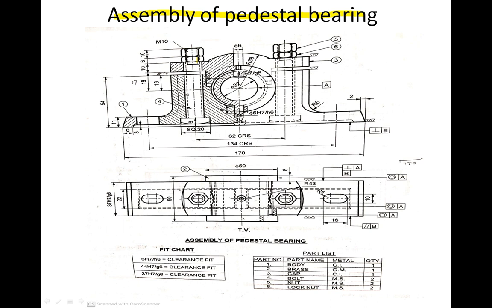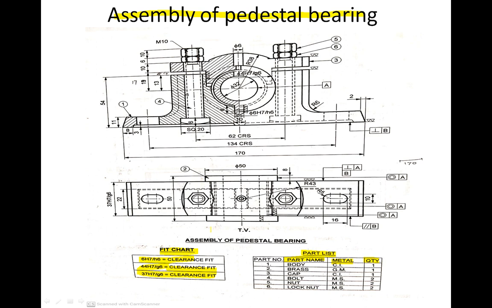So in this, the two views, that is front view and top view of pedestal bearing, are given, as well as this fit chart to understand the types of fits, that is clearance fit, interference fit, transition fit, different fits between the parts. And this part list is given to you. From this part list you can identify the part name, material, and quantity. So first of all you have to read this drawing and understand it.